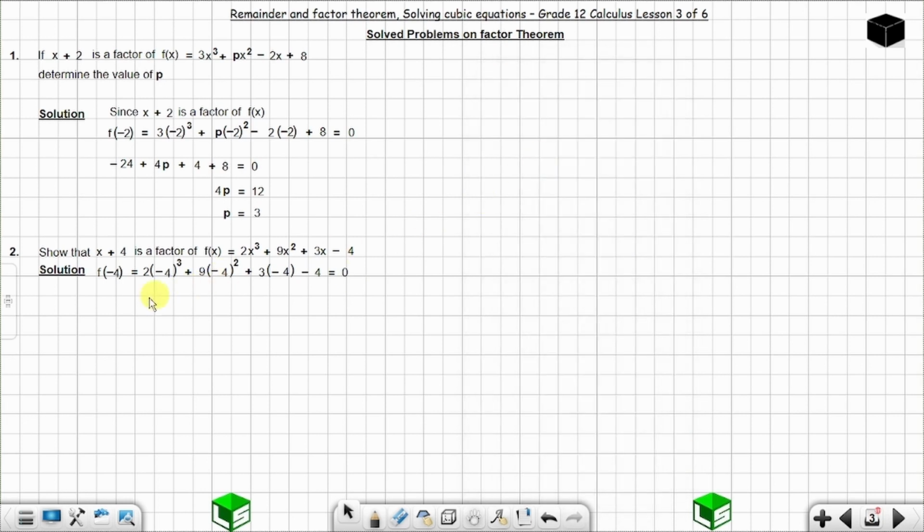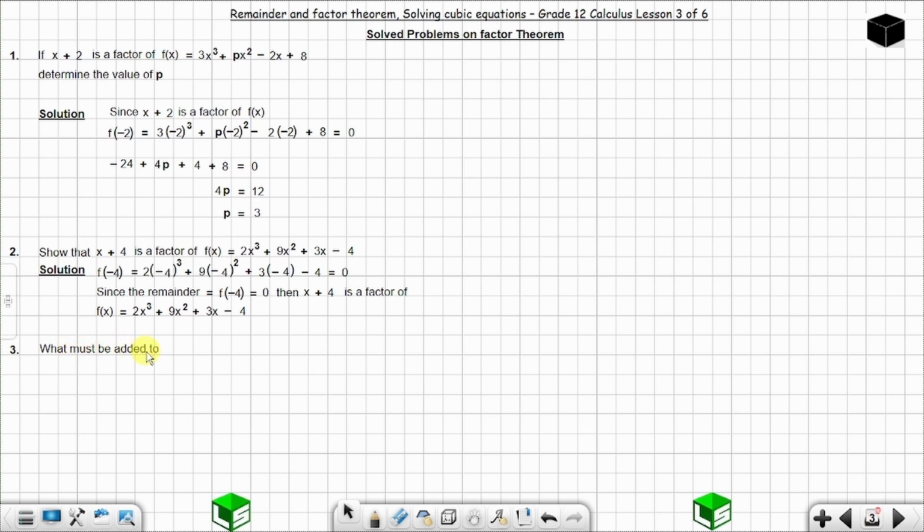So, since the remainder is equal to f of negative 4, and this is equal to 0, then x plus 4 is a factor of f of x. Okay, f of x is equal to this, right? What you have there.